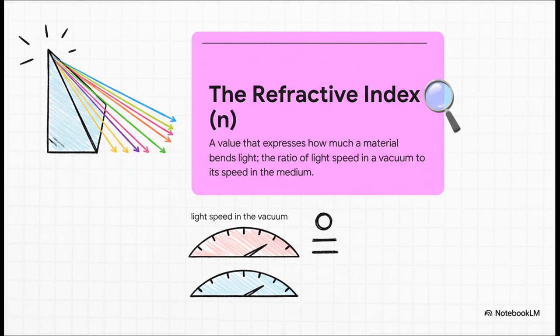Seriously, the best way to think of it is as a light bending score. Every transparent material has one. And it connects right back to speed. The refractive index, which we represent with the letter N, is literally just a ratio. The speed of light in a vacuum divided by the speed of light in that specific material.